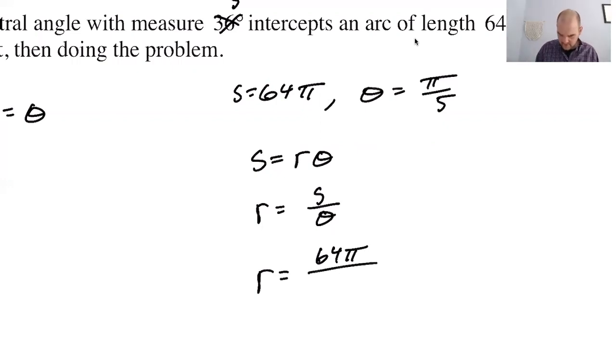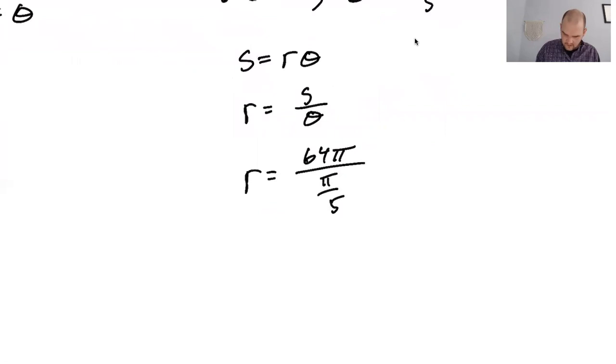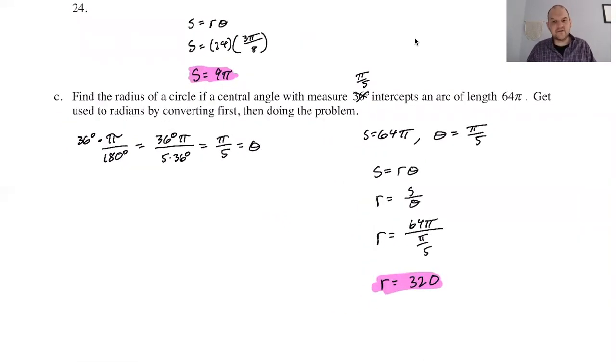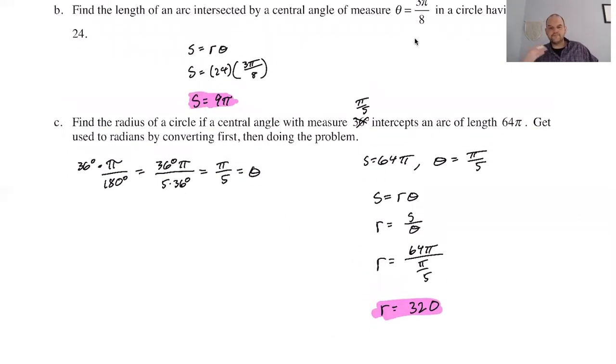So why would I put 5 over pi? Pi over 5, which means, maybe I'll just go down another level. r is 320. There are no units on these problems, which is sort of maddening. But, you know, no units. So 320 things, I guess, is what we're getting. Big circle, huge circle. Pi over 5, 36 degrees, not that big an angle. So to get an arc length of 64 pi, you needed a big circle.